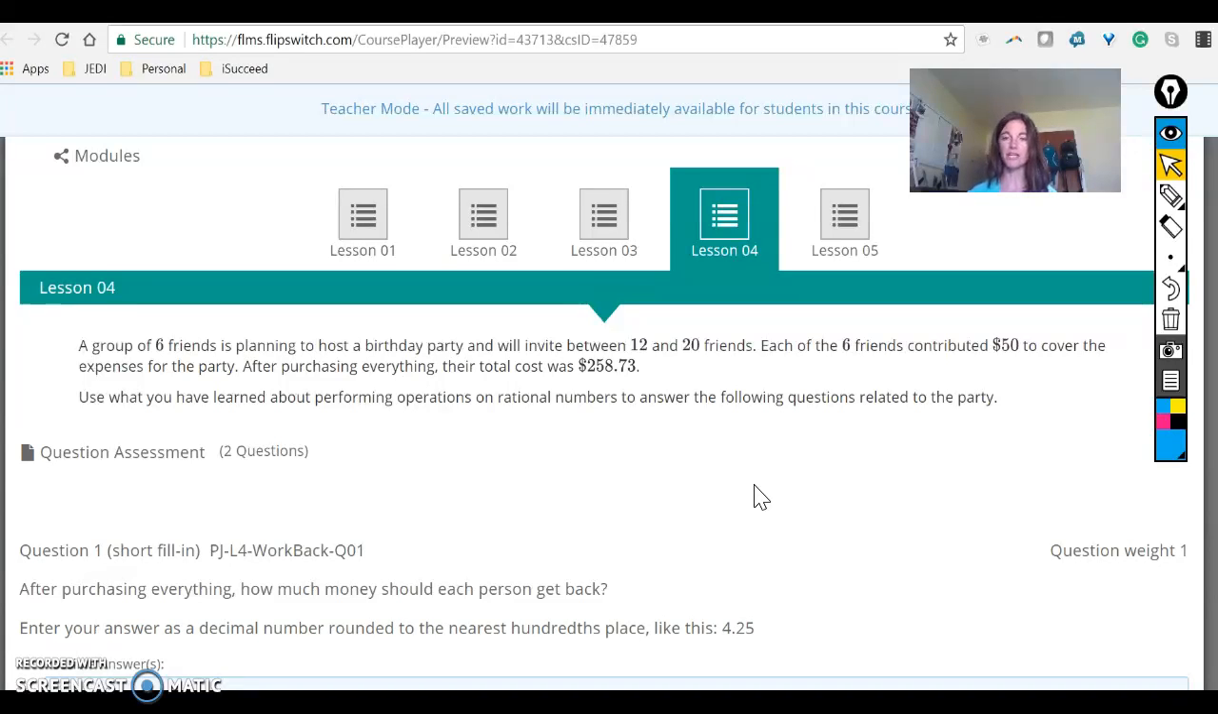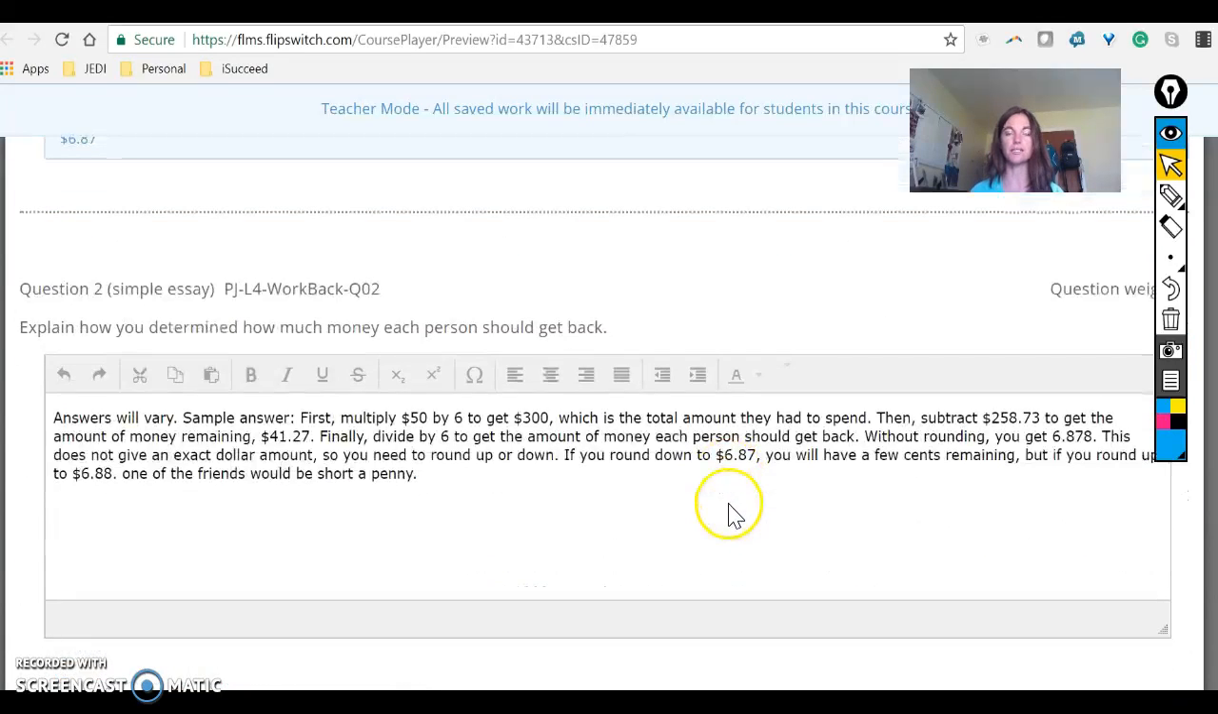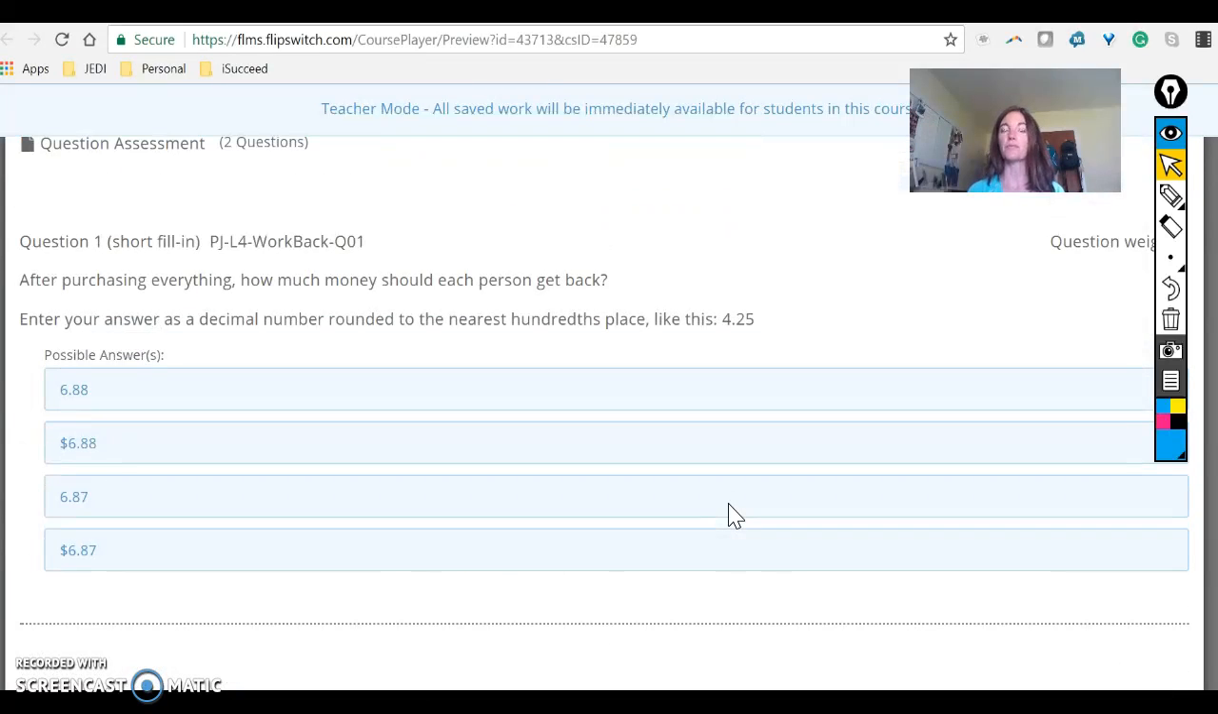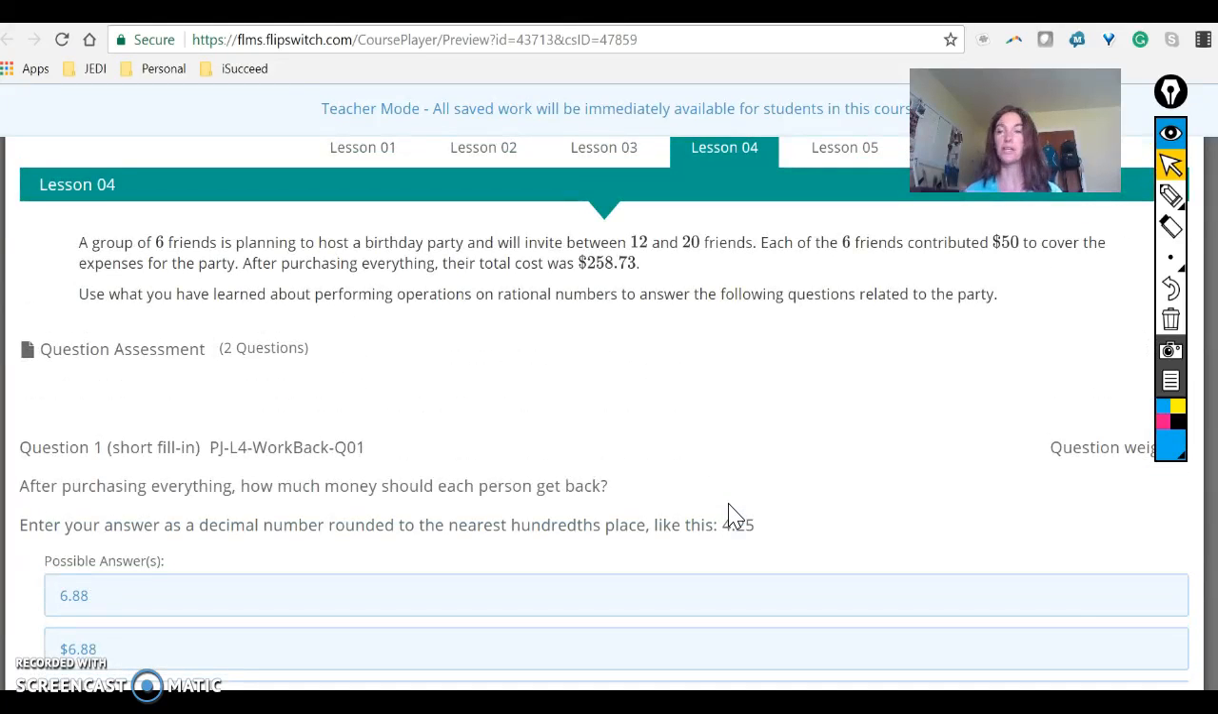But before I answer it, I want to take you to the second question here, which is explain how you determined how much money each person should get back. So please pay close attention to how I'm doing this because that's what you need to write in that next box, okay? We're going to come up with the answer and then you are going to reiterate what I did to get that answer in that second question, okay?